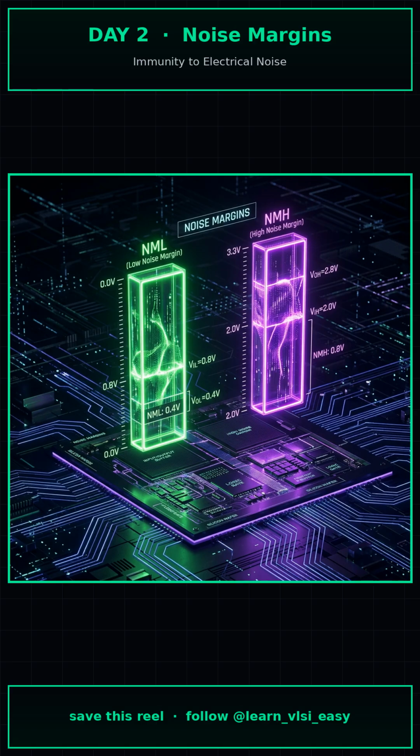In a real-world integrated circuit, signals are never perfect. They suffer from crosstalk, power supply fluctuations, and electromagnetic interference. Noise margins define exactly how much electrical chaos a logic gate can tolerate before it misinterprets a 0 as a 1, or a 1 as a 0.